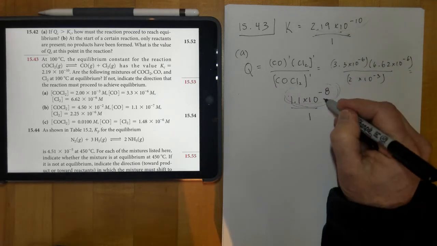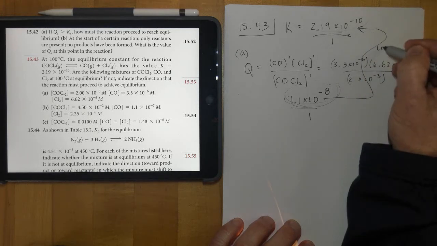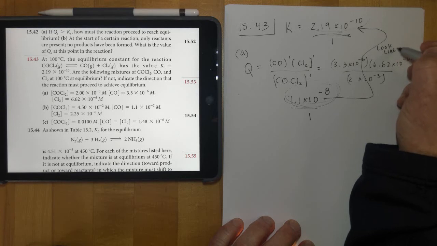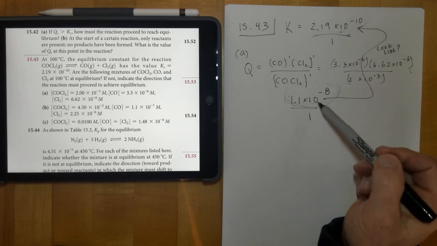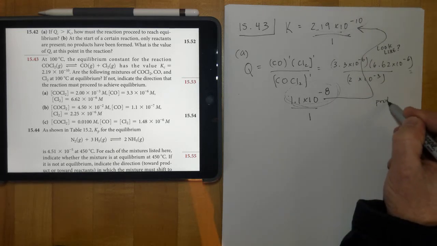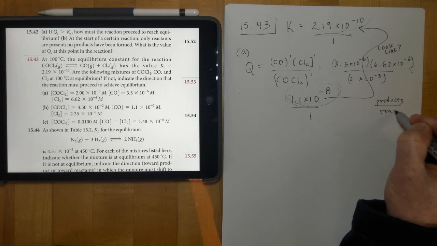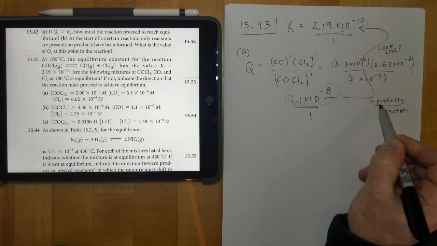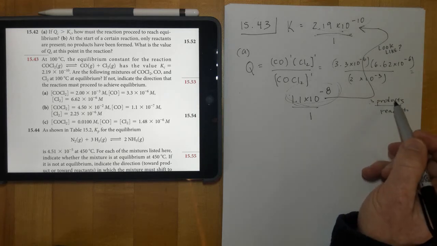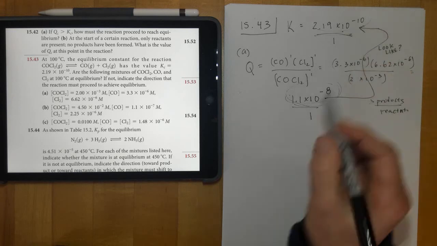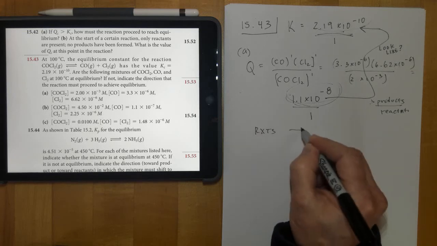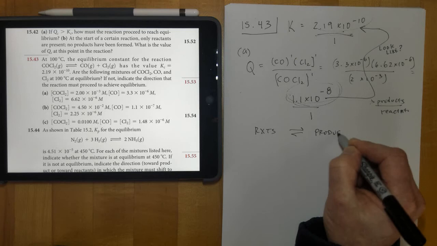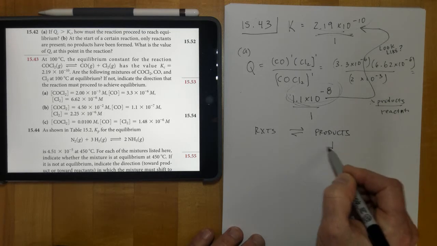And so to get this to look like this, what do I have to do? Well, this number has to get smaller to look like this. And that means that since it is products on the top divided by reactants, that means that the products need to get smaller. So that means we need less products to achieve equilibrium. And so we'd say that the reaction has to go from the products to the reactants.